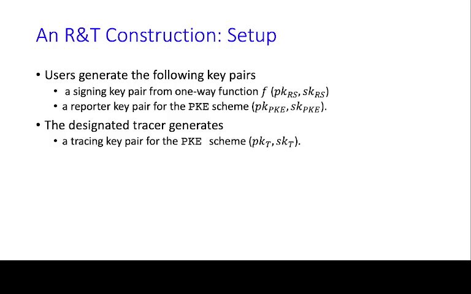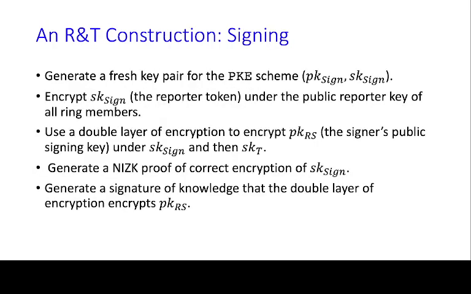Okay. Then, to sign a message, the signer generates a fresh key pair for the encryption scheme. The freshly generated decryption key, which is sk_sign, is known as the reporter token, and it is encrypted to all members of the ring using the public reporter key of each ring member. So that's pk_pke for each ring member. The signer then uses a double layer of encryption to encrypt the public signing key pk_rs. Firstly, they encrypt it under the public key of the tracer, and then they encrypt it under the freshly generated encryption key.